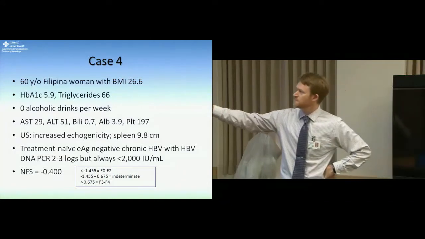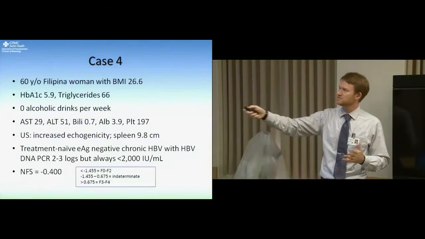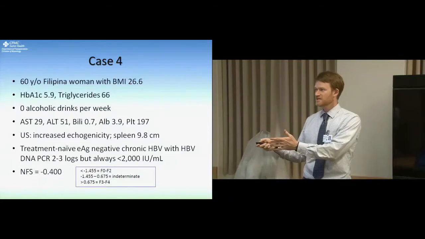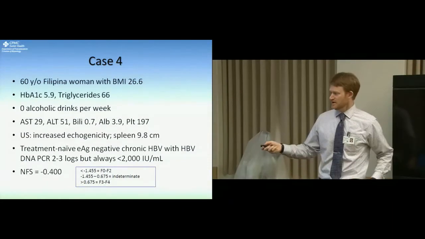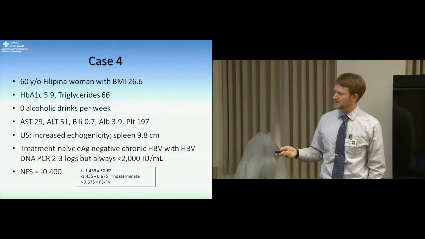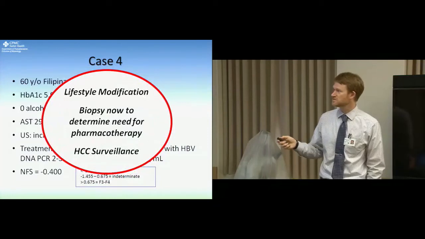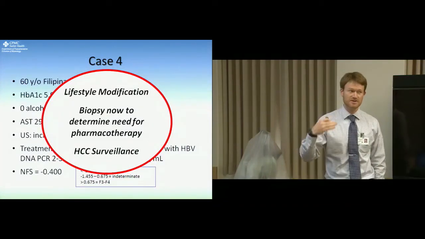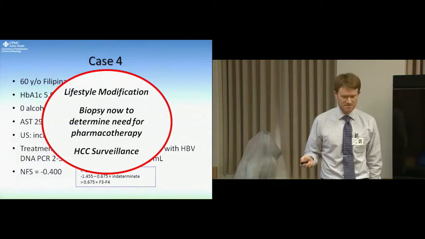Alternatively, you could say, well, this person's BMI goal is 23, so they probably need to lose 10 or 15 pounds. If they can do that and their ALT comes down, then you've sort of shown, well, maybe this isn't the hep B, maybe it's metabolic related, and you can avoid a biopsy. But as I biopsy more and more of these patients, they have NASH. This is NASH in many of these patients. And so I would biopsy now to determine if they need treatment and which disease needs treatment. And then don't forget that for the hepatitis B, this patient needs HCC surveillance.